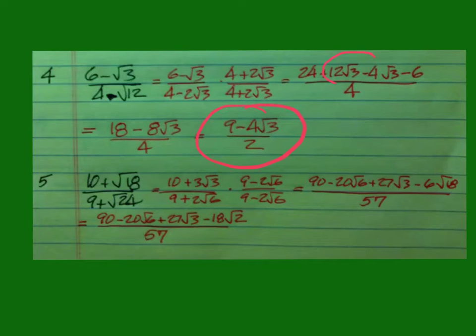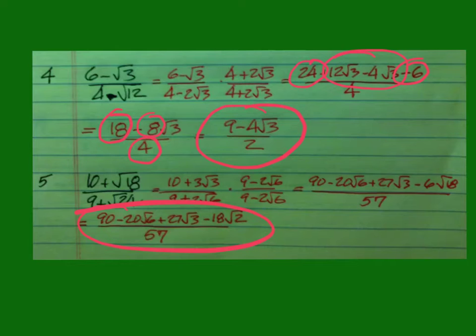Notice that you end up with a couple of square root of 3's that can be simplified together. Also, 24 and minus 6 become 18. And then you can simplify further by, since they're all even here, cutting them down by 2. And then on number 5, you should have 90 minus 20 square root of 6 plus 27 square root of 3 minus 18 square root of 2 over 57.